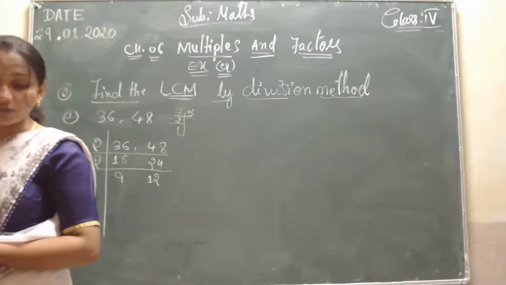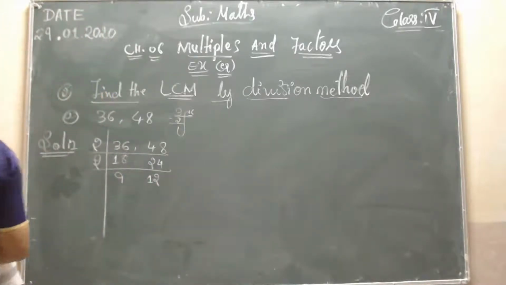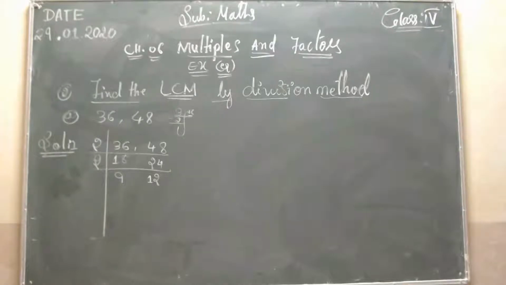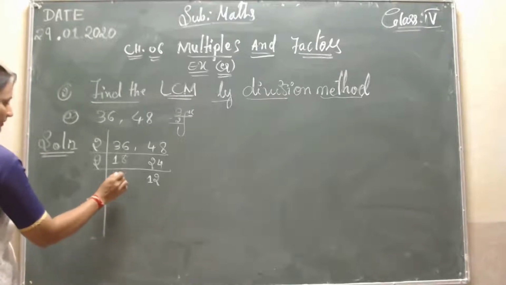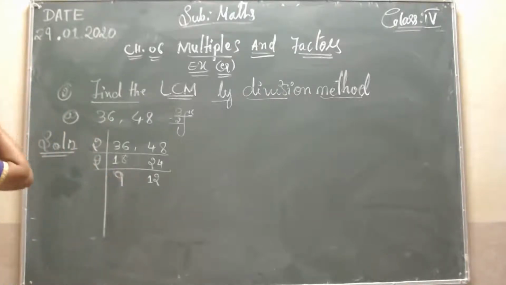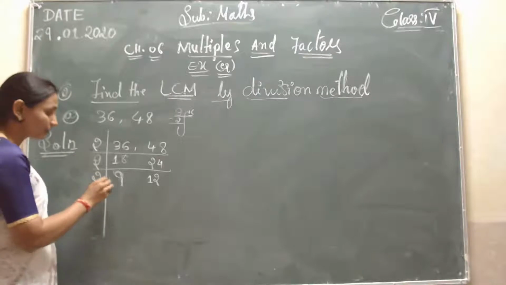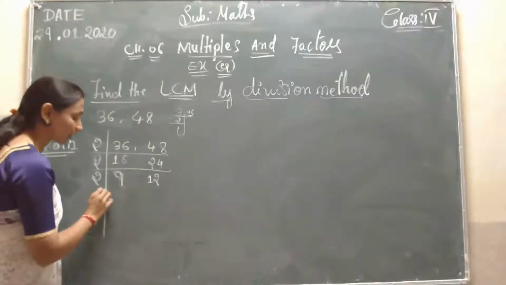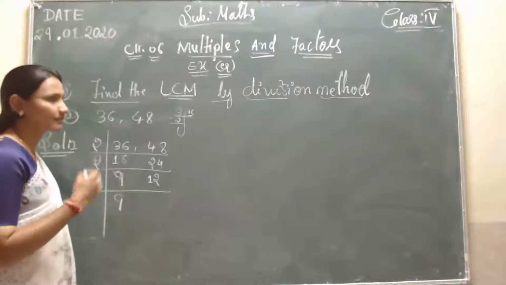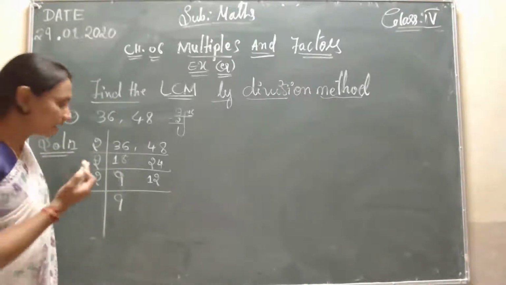So for the next numbers, you continue dividing the quotient by the least common prime numbers. This is the difference between LCM and HCF, students: we continue dividing the quotients by the least prime factor until we get up to 1. Since 2 is not a divisor of 9, you have to write 9 as it is.